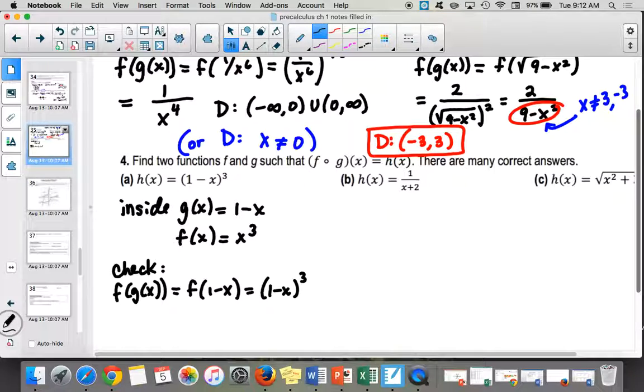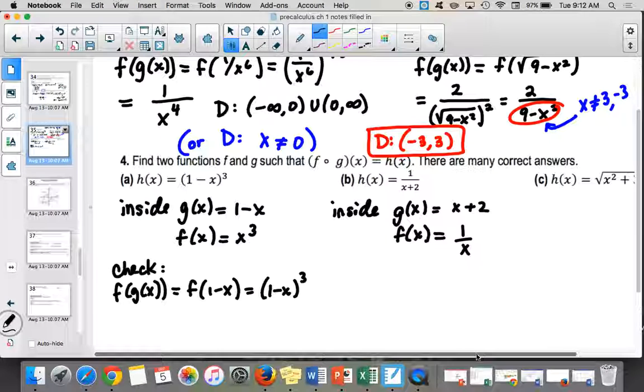So on the next one, can you identify an inside? X plus 2. Yeah, you could do x plus 2, right? So we're going to let inside be our g of x function, and we're just going to make it x plus 2. So what function am I plugging that g of x into? 1 over x, exactly. You guys got it. Does that make sense?